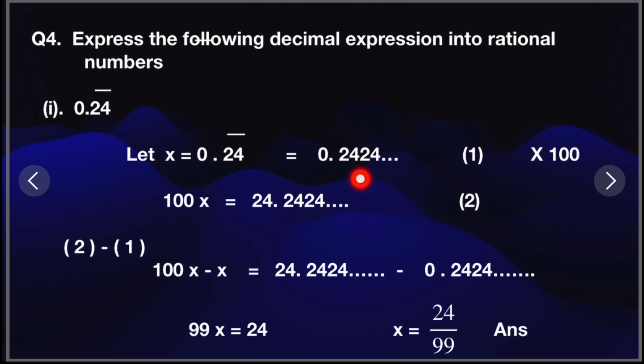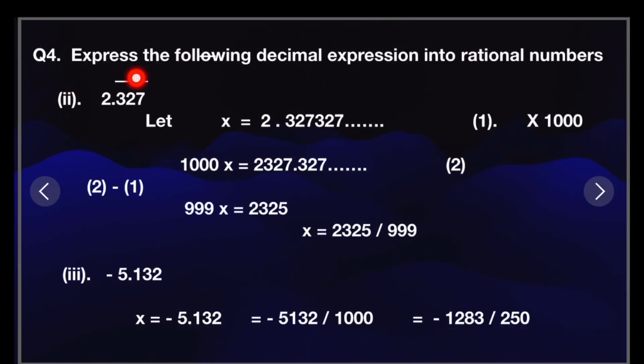Whenever you multiply a decimal with 100, there are 2 zeros. So the point will shift 2 digits to the right. You have to shift the point from here, count 2 digits and put the point. So 100x becomes 24.2424... Now when you subtract these two, you get 100x minus x, and 24.2424 minus 0.2424. If you do the subtraction, the decimal part becomes 0 and you are left with only 24. So x is equal to 24 upon 99.